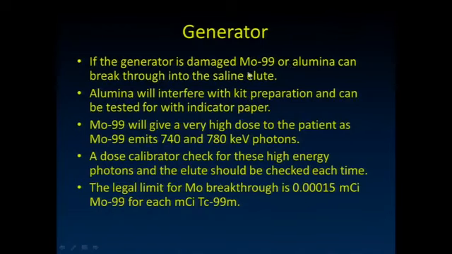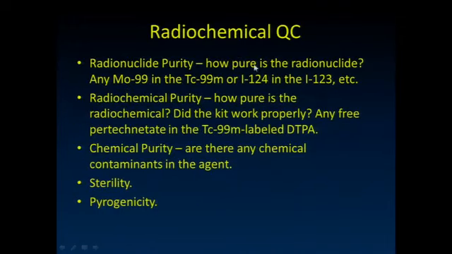We talked about that generator. If that generator is damaged, some alumina can break through, some of that molybdenum can break through. That'll interfere with the kit preparation, but more importantly, molybdenum-99 emits 740 and 780 keV photons. And so we really want to check for those impurities to make sure our generator is functioning properly. We want to see very little breakthrough there.